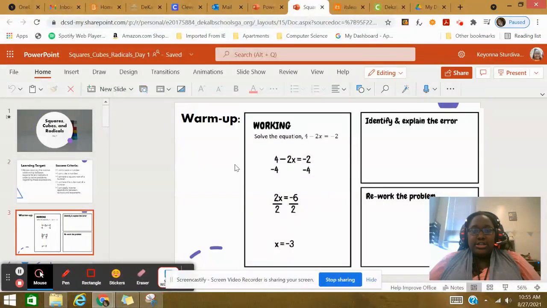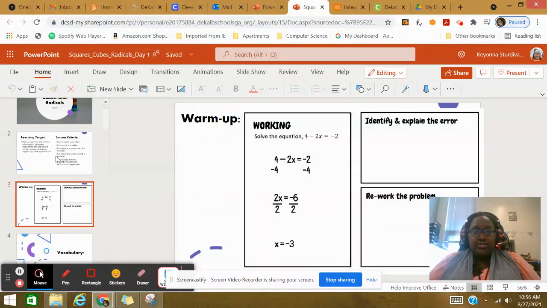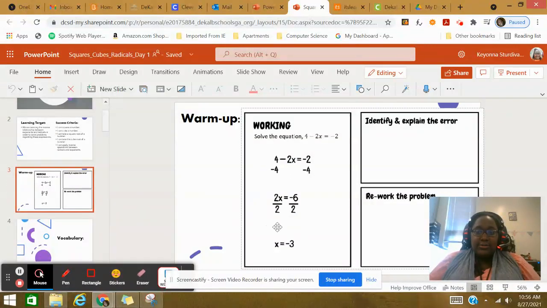Here is your warm up for today. You have a two-step equation and you are doing an error analysis. So we have 4 minus 2x is equal to a negative 2. They're asking you to one, identify where the person went wrong, and then to rework the problem. So first, I would just go ahead and solve this equation straight out, and then figure out where they went wrong. And that's how you would complete the warm up. Make sure that you copy the warm up down on your warm up sheet. Again, if you're taking notes from the video, you can go ahead and pause at this time to copy down the warm up.